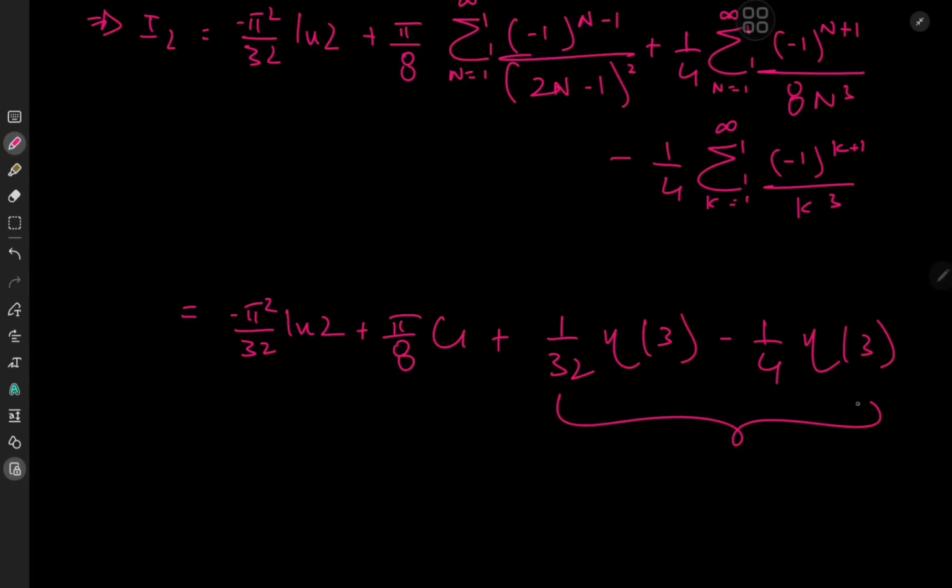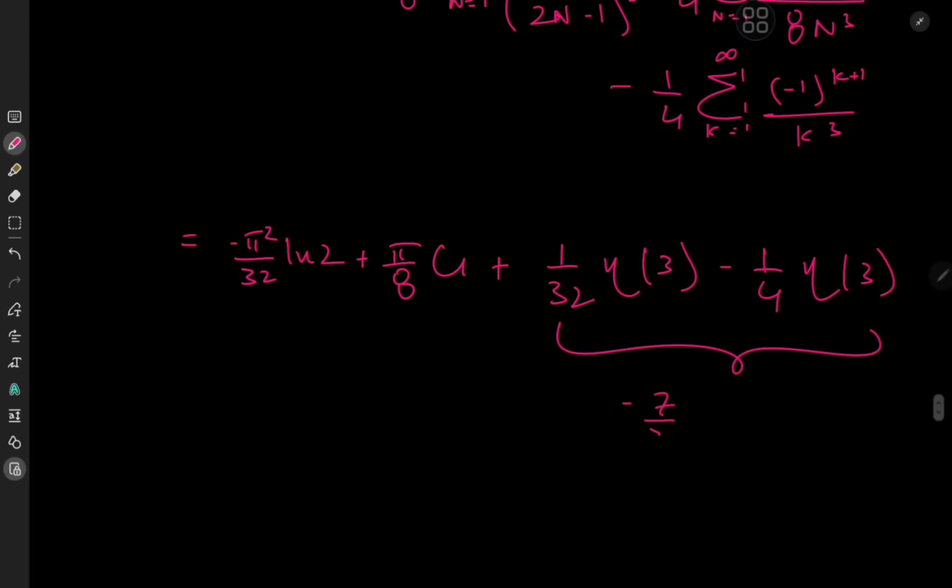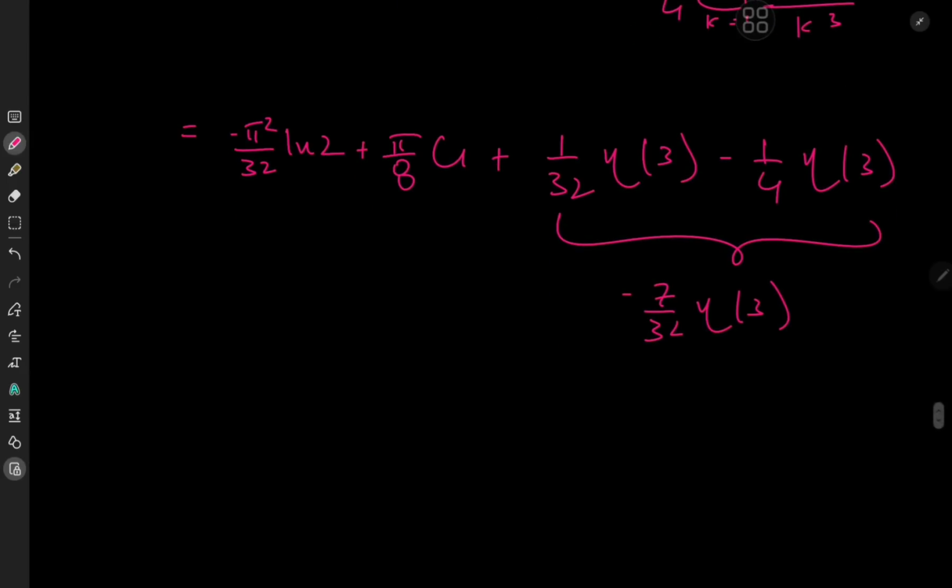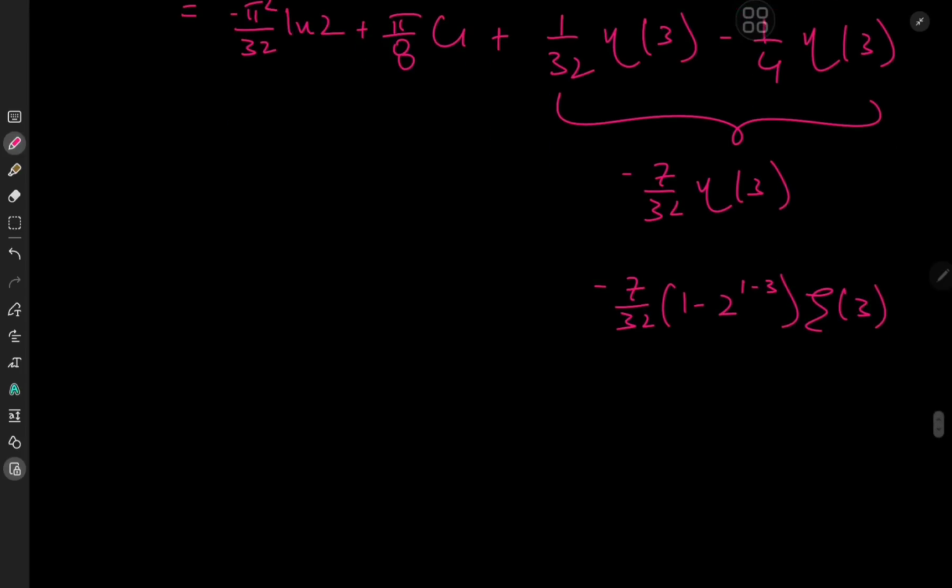This is going to be negative 7 by 32 times eta 3. And now translating this into zeta 3, we have negative 7 by 32 times 1 minus 2 to the 1 minus the argument here, which is 3, times zeta 3. So we have 1 minus a quarter, which is supposed to be 3/4 if my memory serves right. So that's negative 21 by, what's 32 times 4? Why is all the hard mathematics inside this video? So we have negative 21 by 128 zeta 3. So that's the hard bit of the video done.